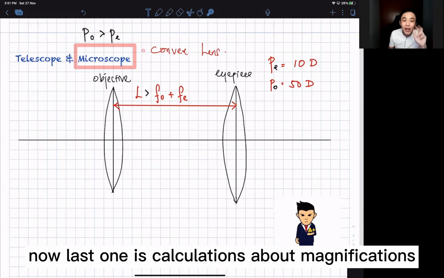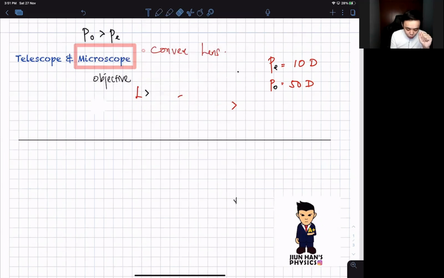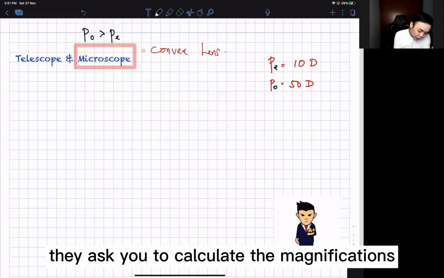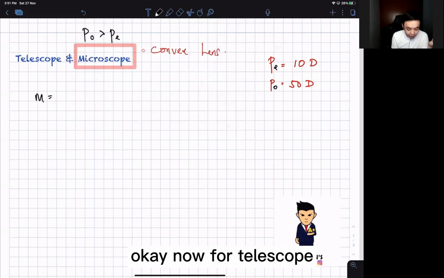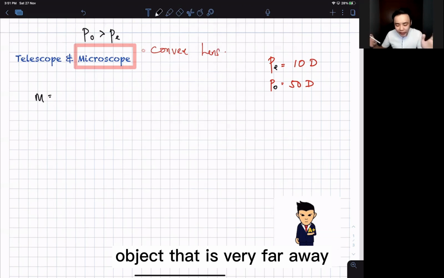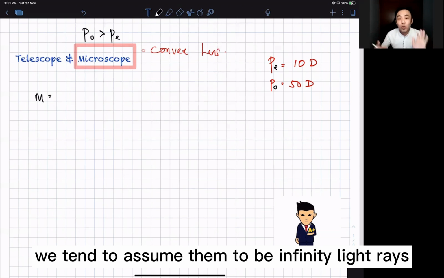Now, the last one is calculations about magnifications. The diagram I take away, no point really. After this, there is one more thing they like to ask, which is this. They ask you to calculate the magnifications. Now for telescope, the thing is what? We use a telescope to look at objects that are very, very far away. We tend to assume them to be infinity light rays.